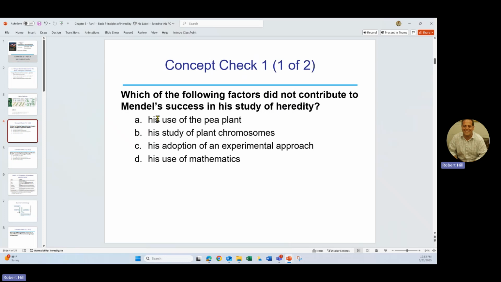Okay. All right, which of the following factors did not contribute to Mendel's success in his study of heredity? His use of the pea plant, his study of plant chromosomes, adoption of an experimental approach, his use of mathematics. So hopefully you have answered chromosomes, because at the time Mendel knew nothing of chromosomes. But the use of the pea plant, experimental approach, and his use of statistics was certainly vital to his success.